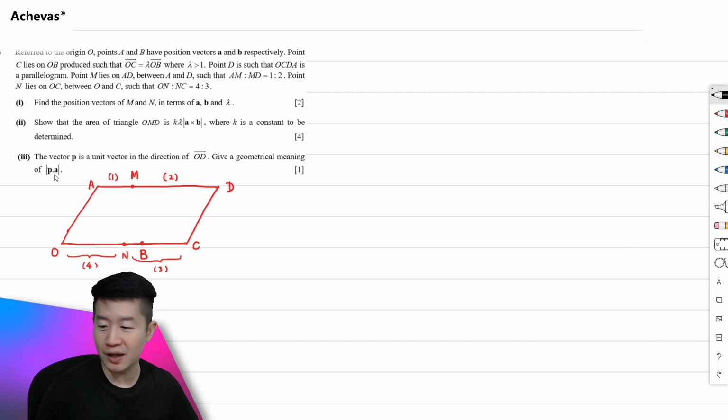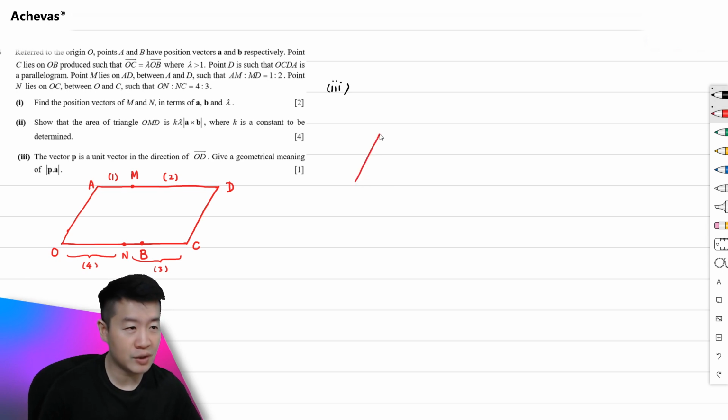Modulus of P dot A is the length of projection of vector A onto the vector OD, or length of projection of OA onto OD. This is because I've already memorized it for when P is a unit vector. But if I were to do a little bit of derivation, it is also possible. Let me derive it for you to see. It's not worth it for a 1 mark question, but let's just give it a try.